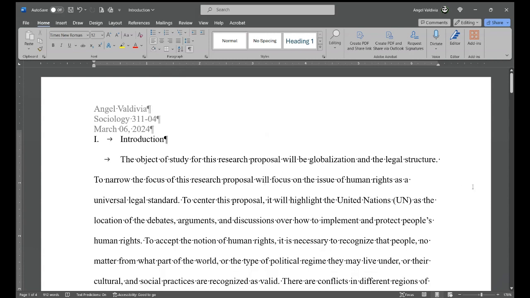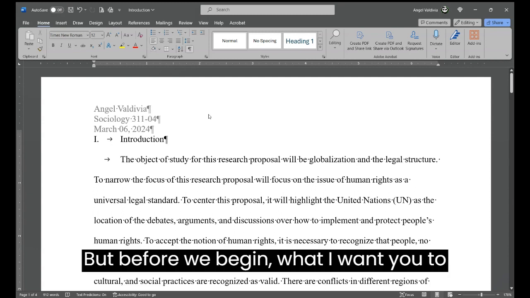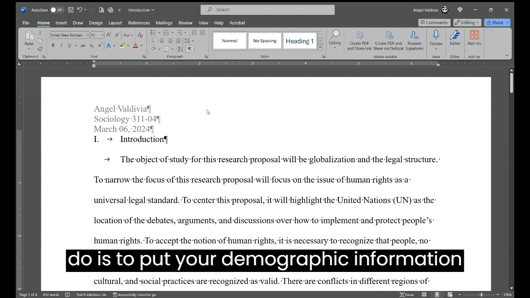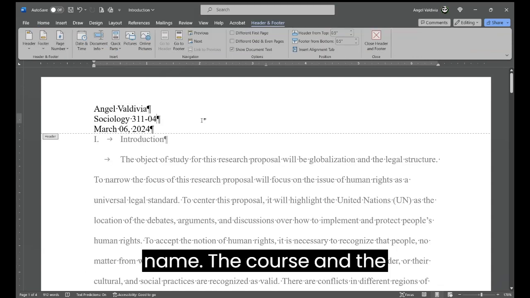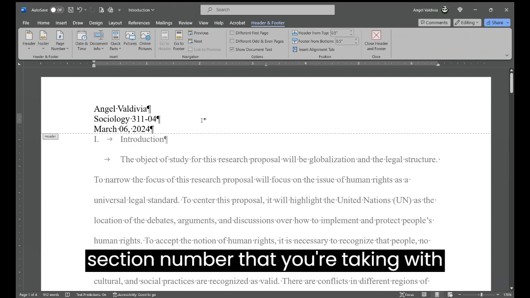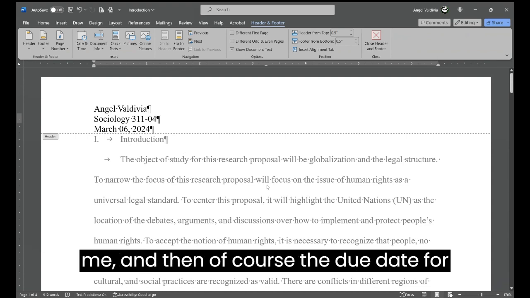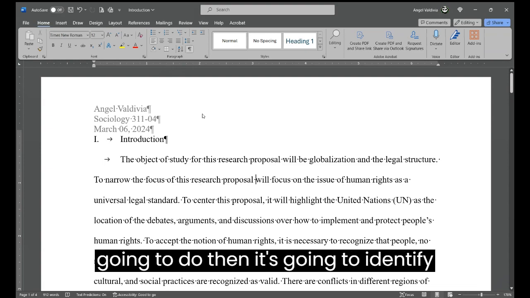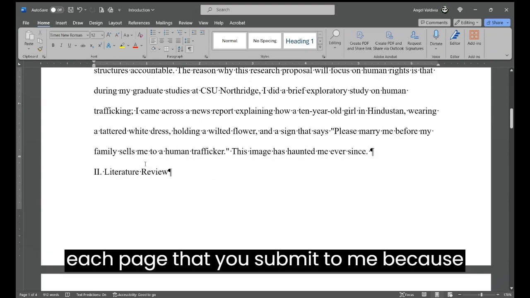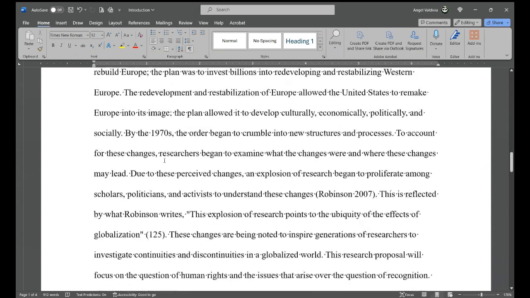But before we begin, what I want you to do is put your demographic information in the header. So you're going to double click, and then write your name, the course, and the section number that you're taking with me, and then of course the due date for the assignment. Because what this is going to do is identify each page that you submit to me.